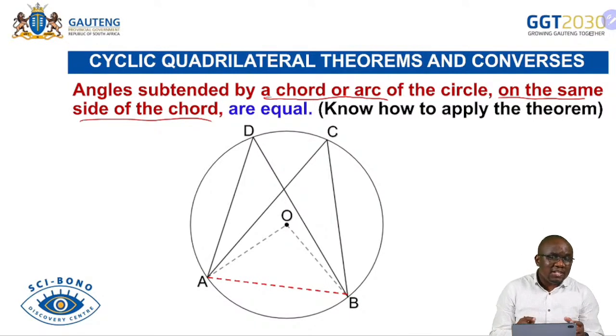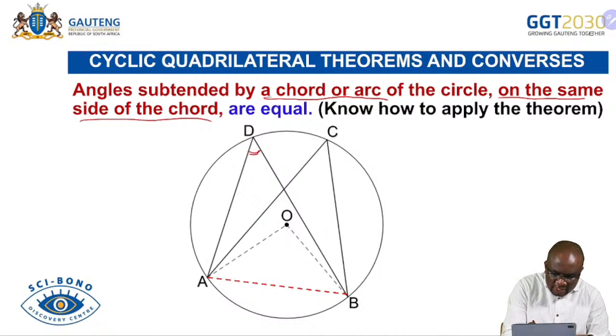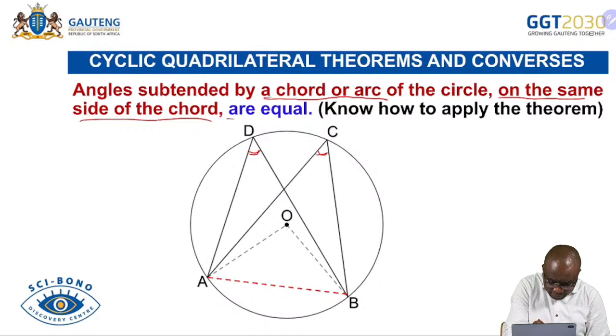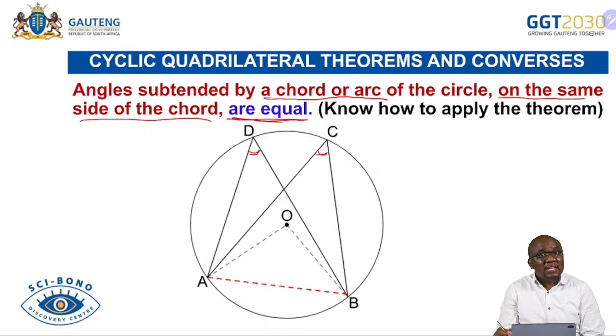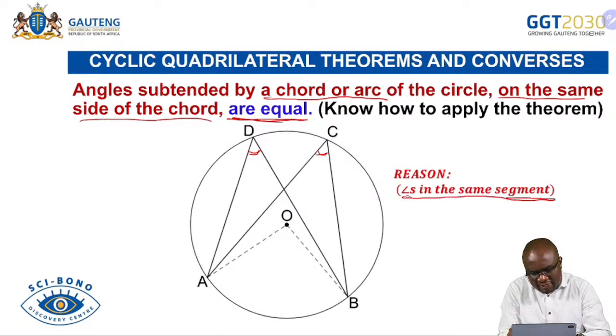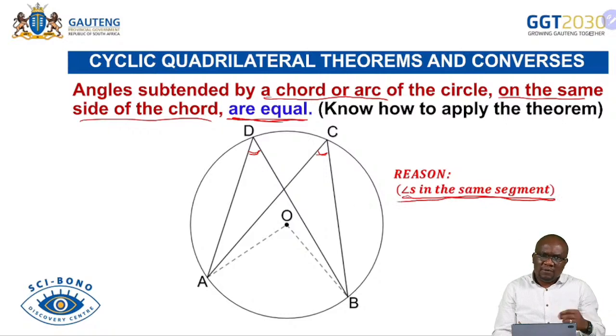Which angles are subtended by this arc and this chord? It's angle D and angle C. These two angles are equal. They are subtended by the same chord or same arc. Okay? Right. Please don't forget that. There's no proof for this one. We just have to know how to apply it. Okay. Right. Reason, we just say angles in the same segment. Remember in the introduction, we talked about this. That's the reason. Angles in the same segment.